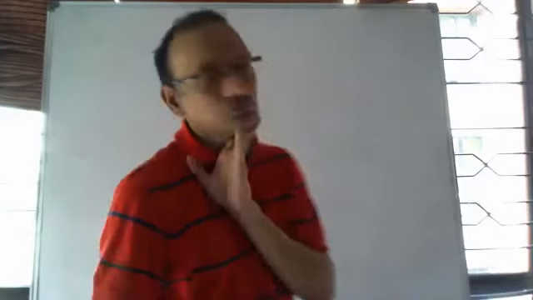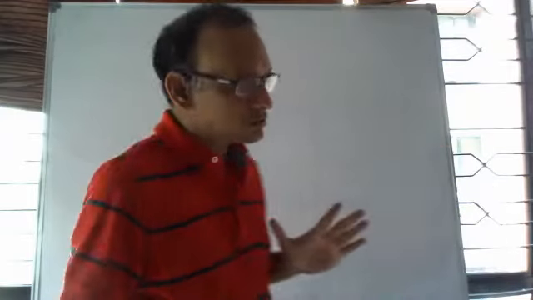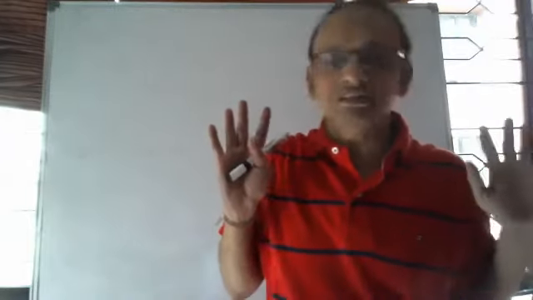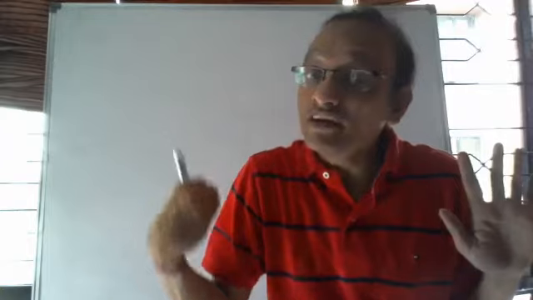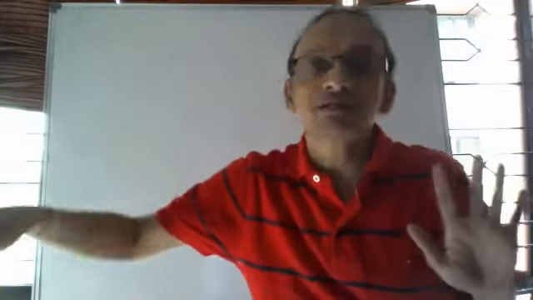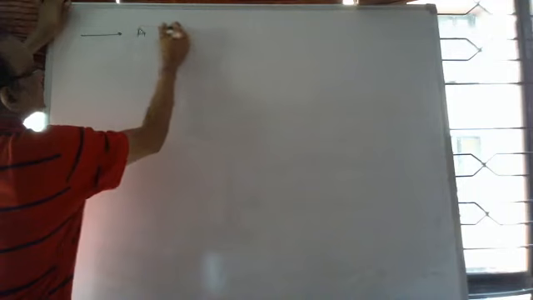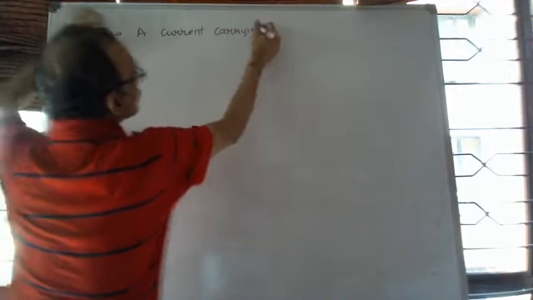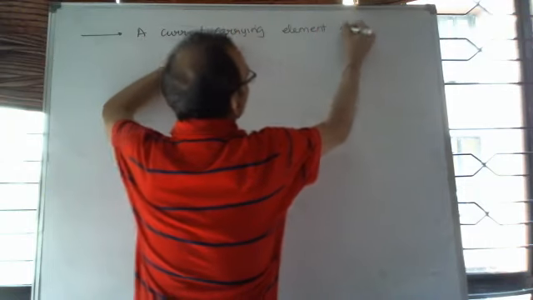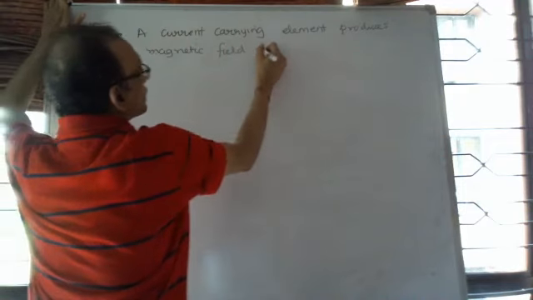Now, one thing for sure, a current carrying wire produces a magnetic field. What is a magnetic field? A region in which either a moving charge will experience a force, or some other magnet when placed, or a monopole will experience a force. Yes or no? Yes. So what we have is a current carrying wire, a current carrying element, which produces a magnetic field in its surroundings.